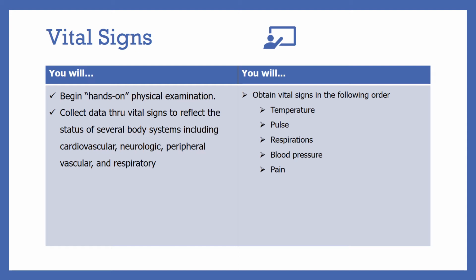You will obtain the vital signs in the following order. First, the temperature, the pulse, respirations, blood pressure, and screen for pain.